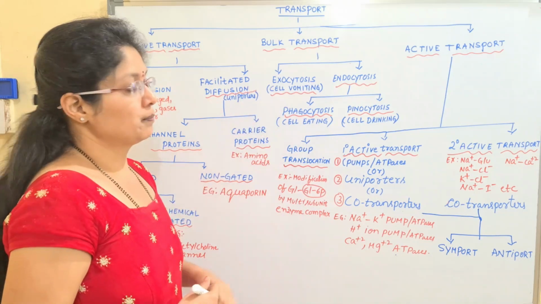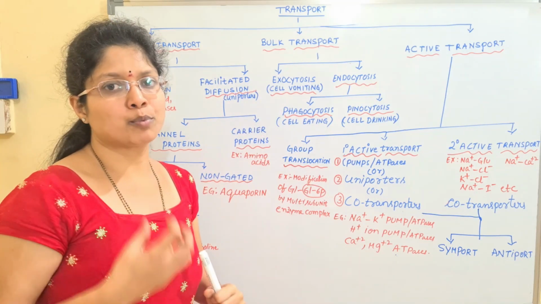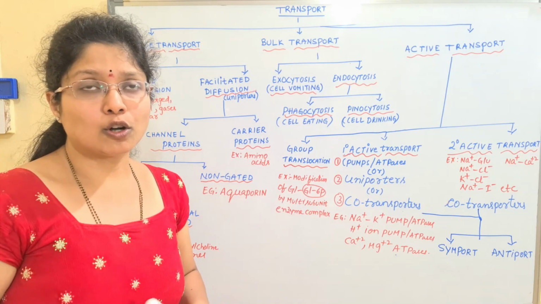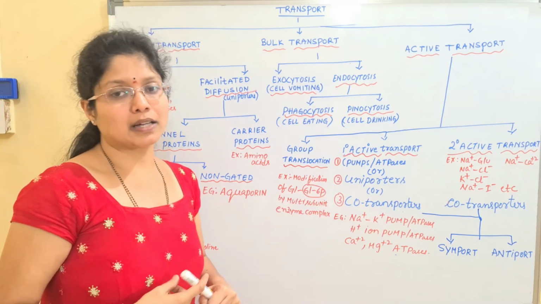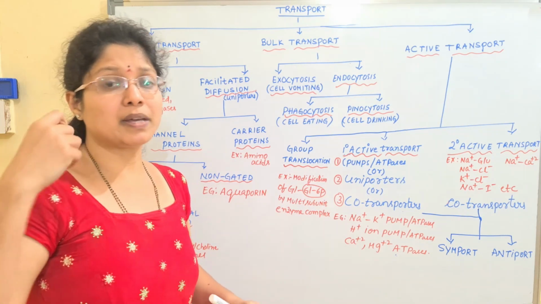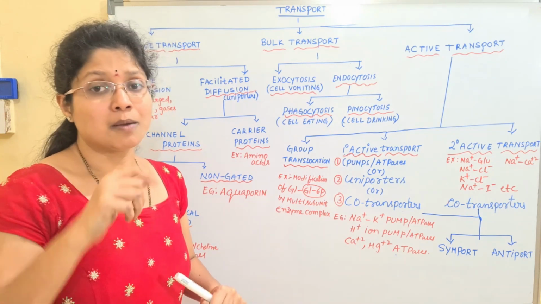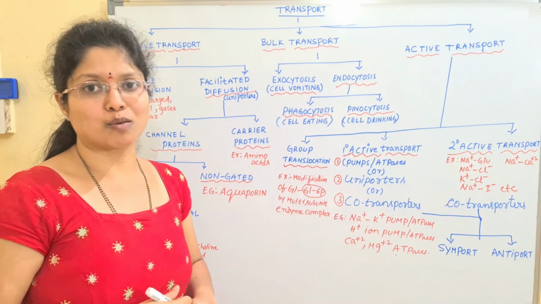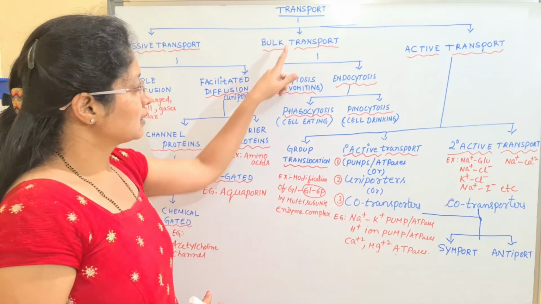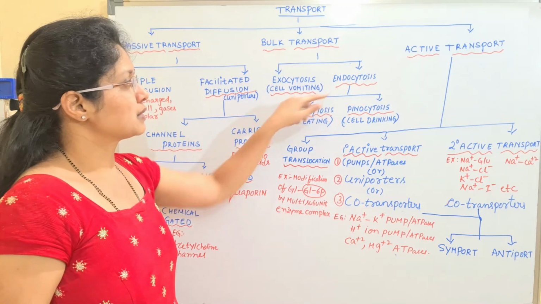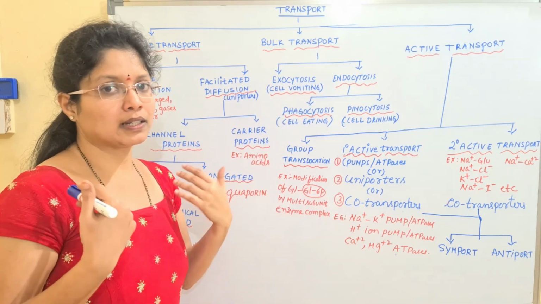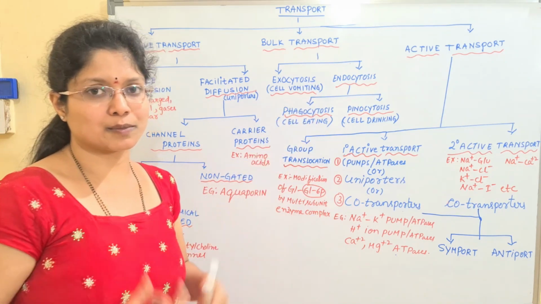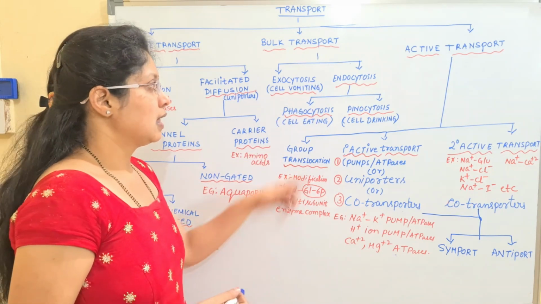And in the system, mainly the molecules which are approaching the cell, which are docking the cell, are signaled, or you can say identified, by the receptor molecules. They will be helping in identification, but passage of these molecules will be done with the help of the vesicular movement. Okay. So in this bulk transport, we have two types again: exocytosis, cell vomiting, that is expulsion of substances, and endocytosis, that is admission of substances into the cell.